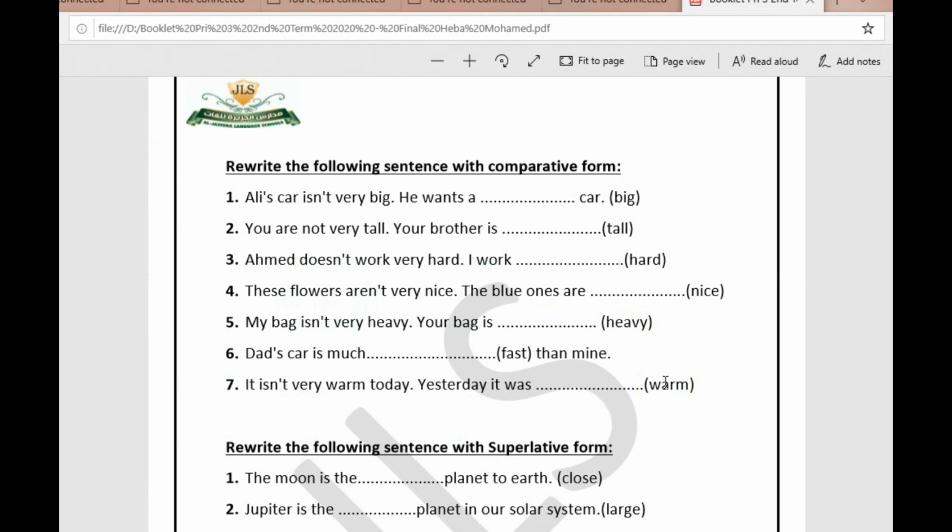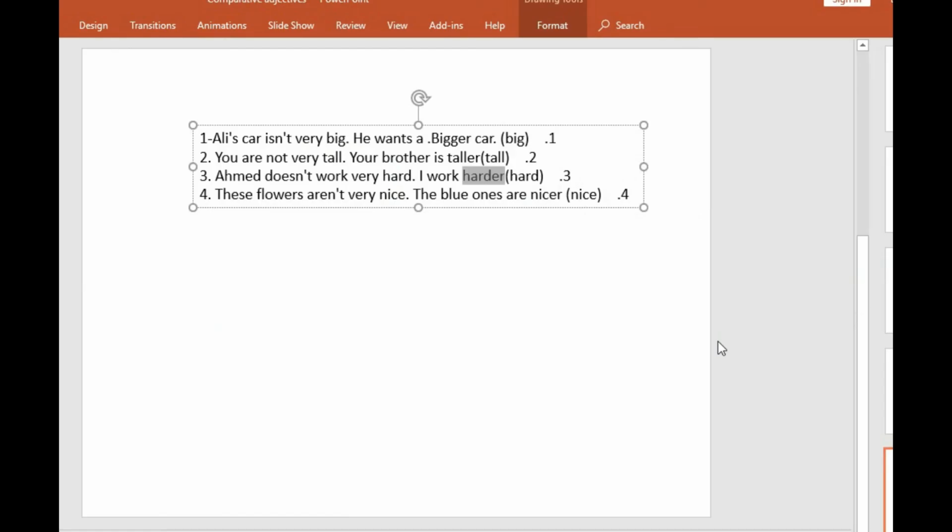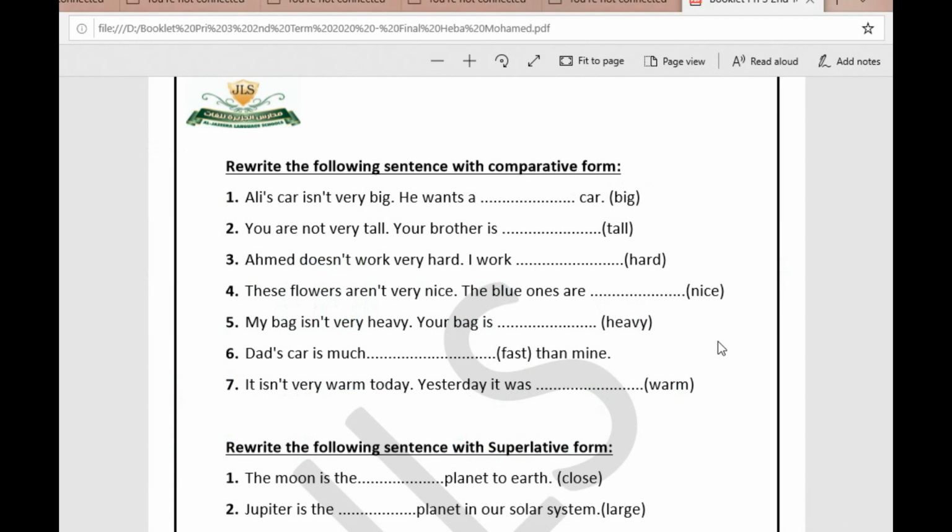Number 4, these flowers aren't very nice. The blue ones are space nice. Look, the adjective nice ends with letter E. So in this case, we are just going to put letter R. So it would be nicer. These flowers aren't very nice. The blue ones are nicer.